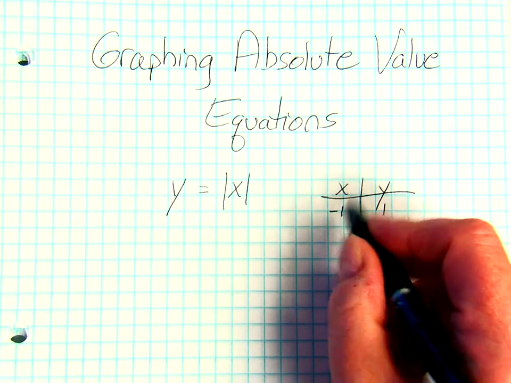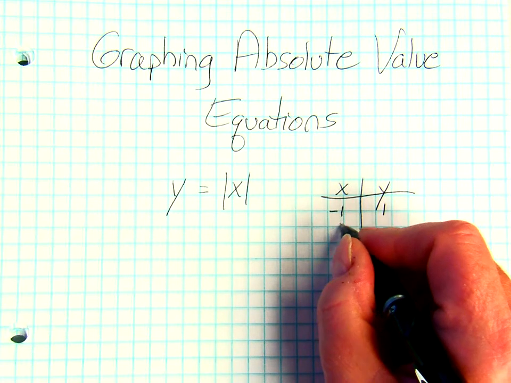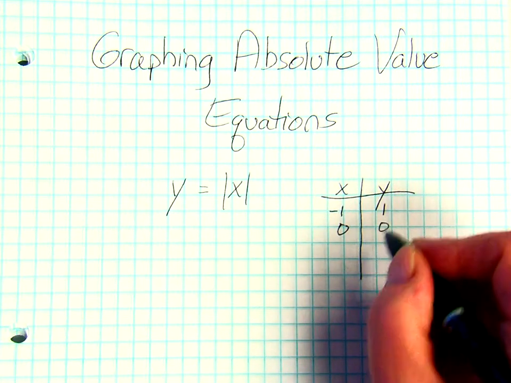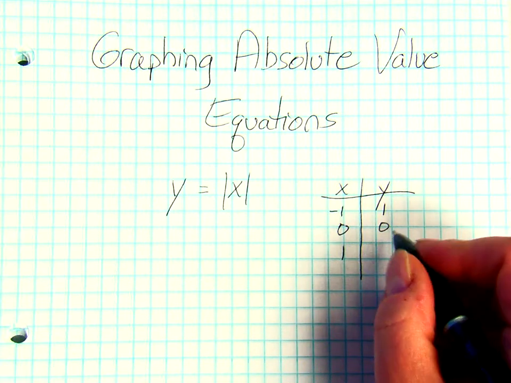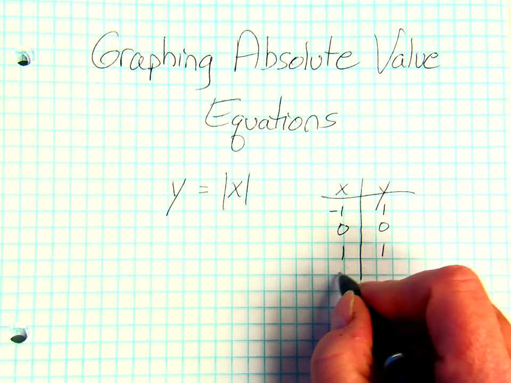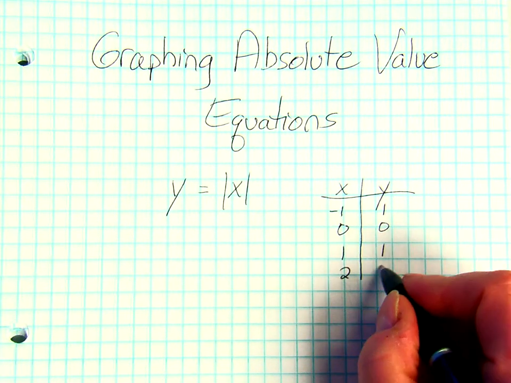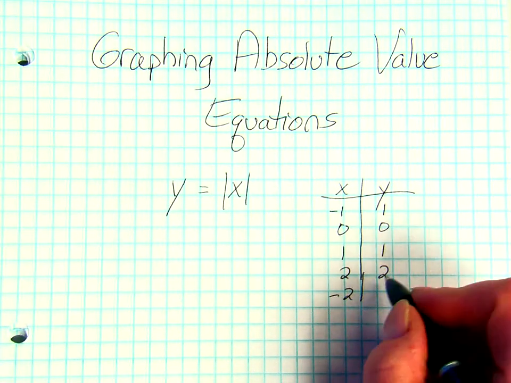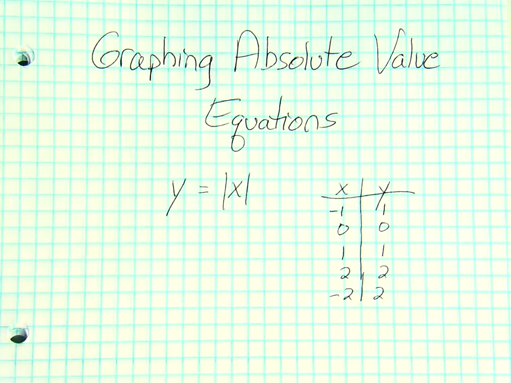If I've got 0, I probably should have gone further here, 0. Absolute value of 0 is 0. 1, absolute value of 1 is 1. 2, absolute value of 2 is 2. And let's just go ahead and do absolute value of -2 is also 2.